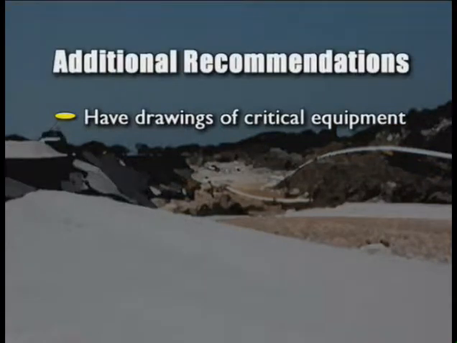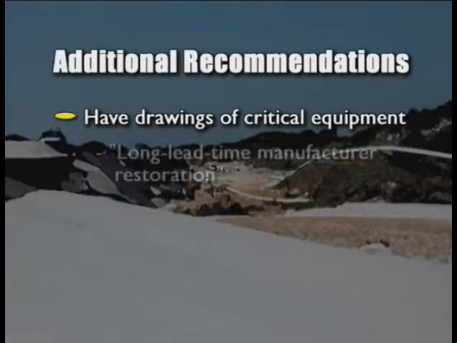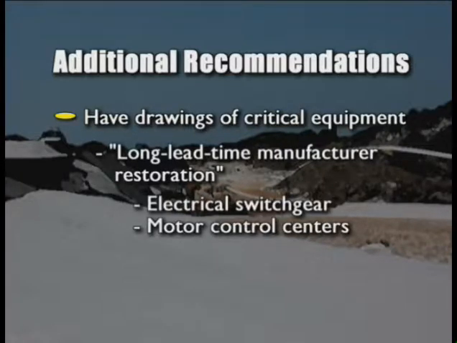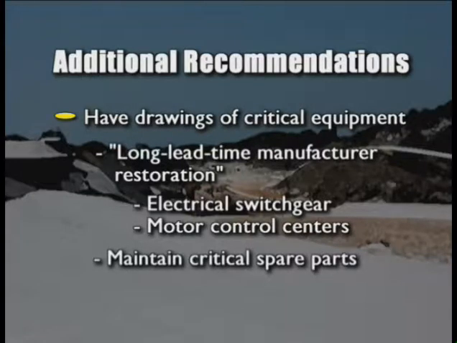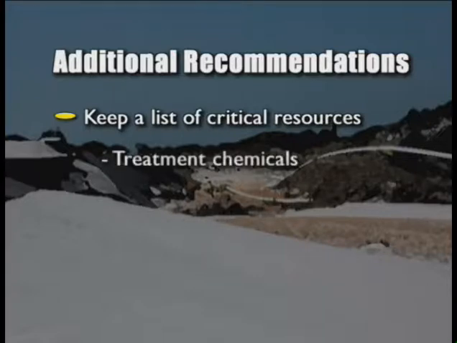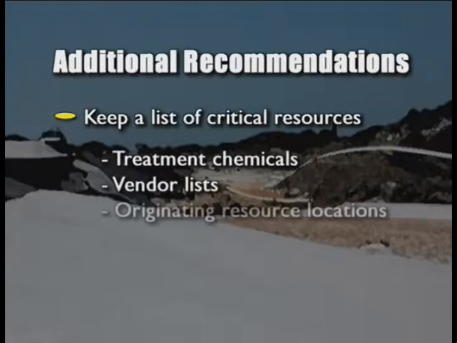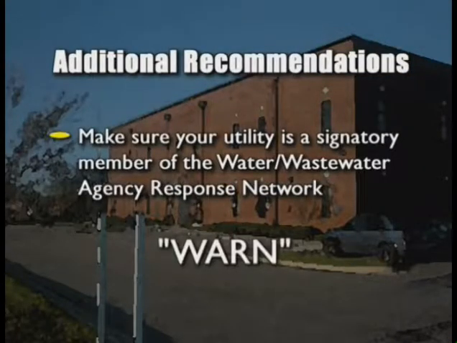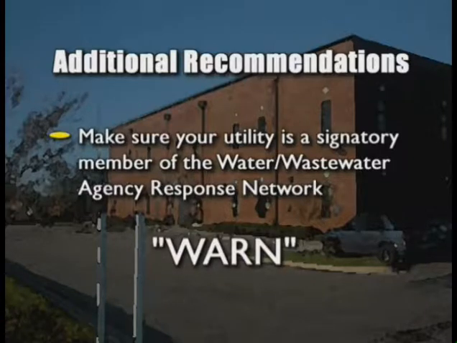Maintain up-to-date drawings and specifications of critical equipment, particularly long lead time manufacturer restoration units such as electrical switchgear and motor control. Maintain critical spare parts for rebuilding equipment that cannot be quickly replaced. Also, keep a list of critical resources required to maintain operations like treatment chemicals, vendor lists, originating resource locations, and alternative sources. Make sure that your utility is a signatory member of the Water Wastewater Agency Response Network.